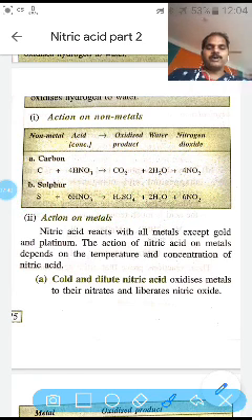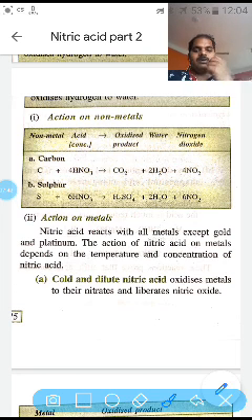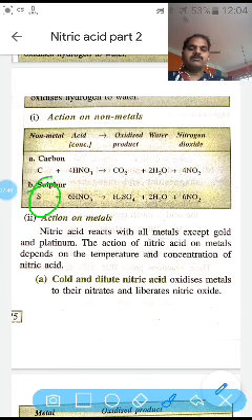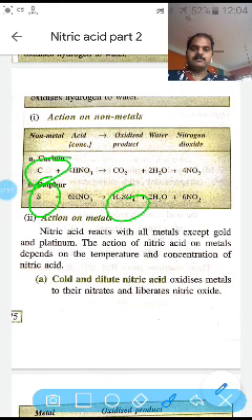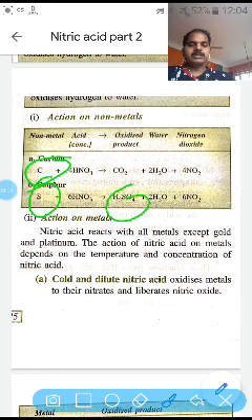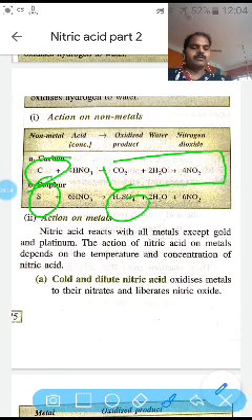One important point that I would like to make here is why in case of sulfur we have sulfuric acid, and in case of carbon we are not having carbonic acid. Actually we will be having carbonic acid, but carbonic acid is unstable. It decomposes to form carbon dioxide and water again. So we have written that it reacts to form carbon dioxide and water.